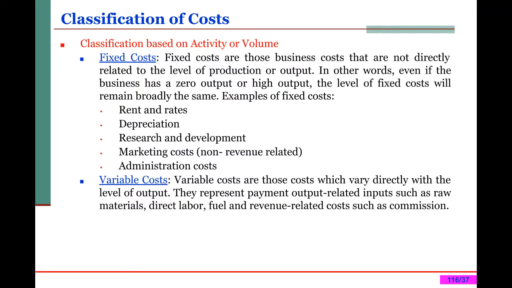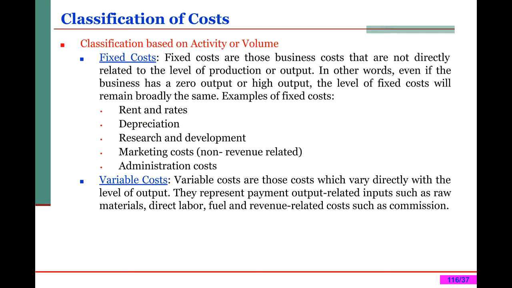Classification based on activity or volume. Fixed costs. Fixed costs are those business costs that are not directly related to the level of production or output. In other words, even if the business has a zero output or high output, the level of fixed costs will remain broadly the same. Examples of fixed costs: rent and rates, depreciation, research and development, marketing costs, non-revenue related administration costs.